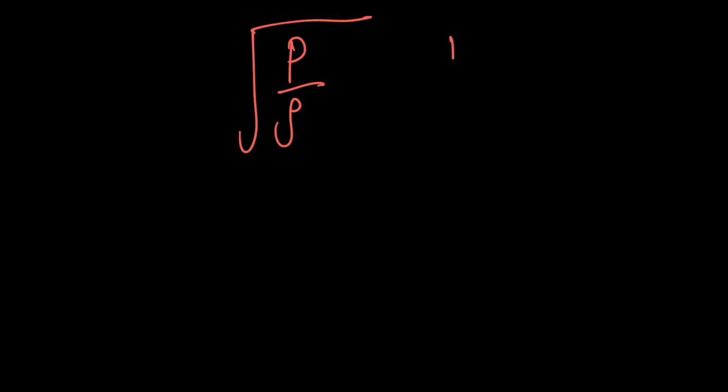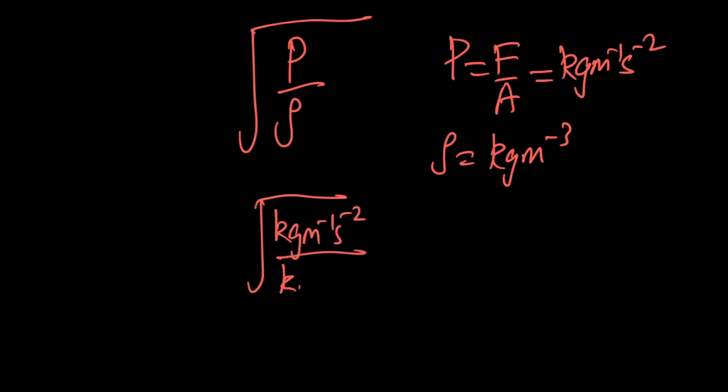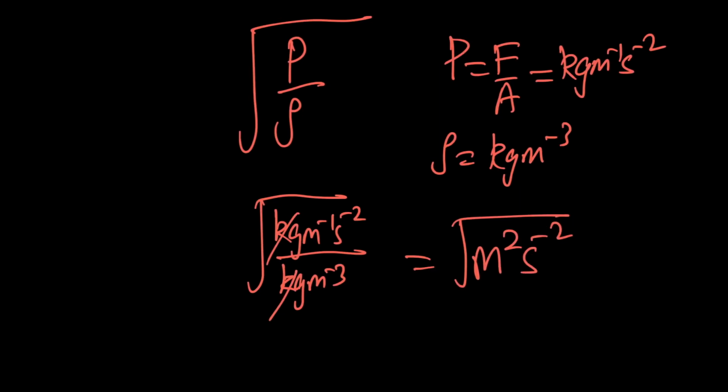Now the units for pressure was force over area. If you remember, you just derived it earlier: kg m-1 s minus 2. That was the unit for pressure. And the unit for density is kilogram per meter cube, kg m-3. So you need to substitute those units over there, and you will get under root of kg m-1 s minus 2 divided by kg m-3. Kg will get cancelled, m-3 goes up. It becomes under root m squared s minus 2.